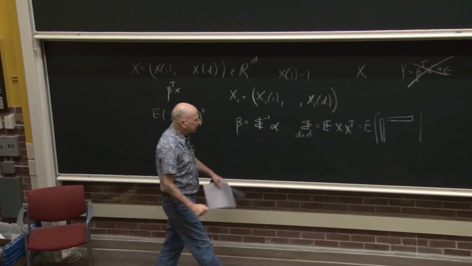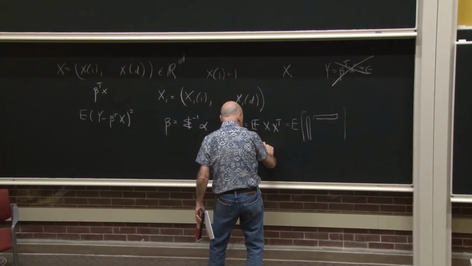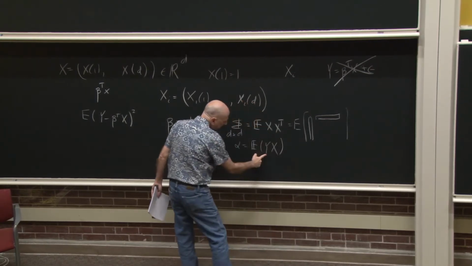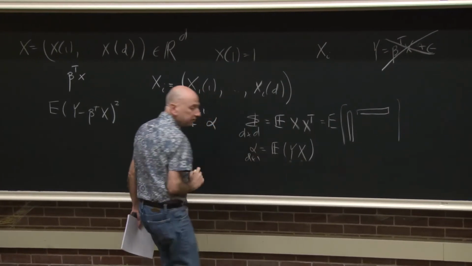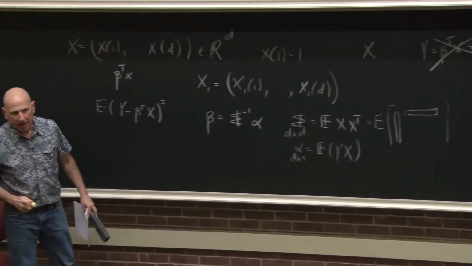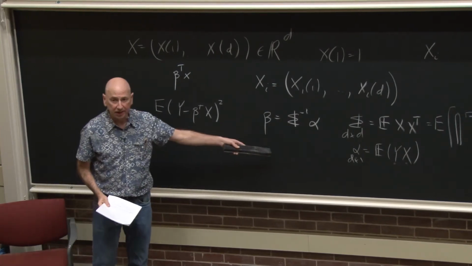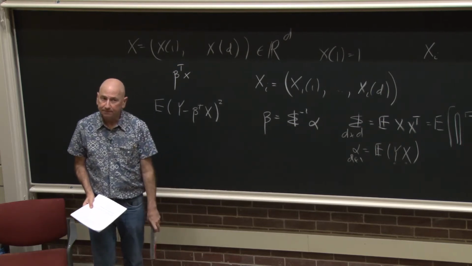And alpha is just, roughly speaking, the covariance between y and x. So this is a scalar, this is a vector, so this is a d by 1 vector. Remember that? Hopefully you remember this. If you just differentiate this and set it equal to 0, this is what you get. This is assuming, of course, that this thing is invertible.